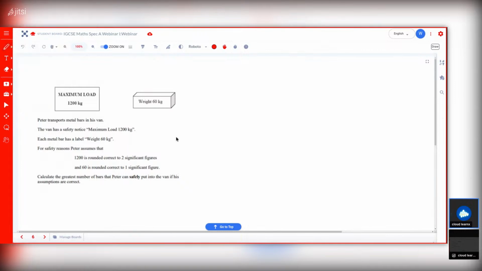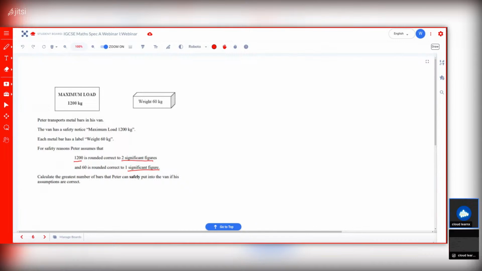Right, so here's another question, pretty similar. How are we going to do this? Peter transports metal bars in his van. The van has a safety notice, maximum load 1,200 kilograms. Each metal bar has a label, weight 60 kilograms, right? For safety reasons, Peter assumes that 1,200 is rounded to 2SF and 60 is rounded correct to 1SF. Calculate the greatest number of bars that Peter can safely put into the van if his assumptions are correct, right?